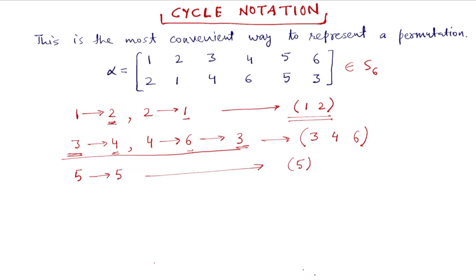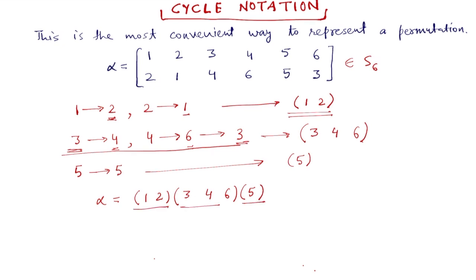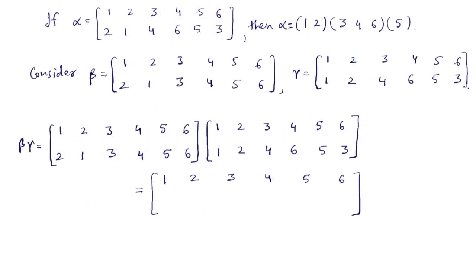Okay, so we have now 3 cycles. So we will write alpha as first cycle is (1 2), then second cycle is (3 4 6) and third cycle is (5). So alpha is a product of 3 cycles, and we say that alpha has this cycle notation. We saw that if alpha is this permutation in two rows notation, then in cycle notation form alpha is this one. Now let us consider two more permutations.